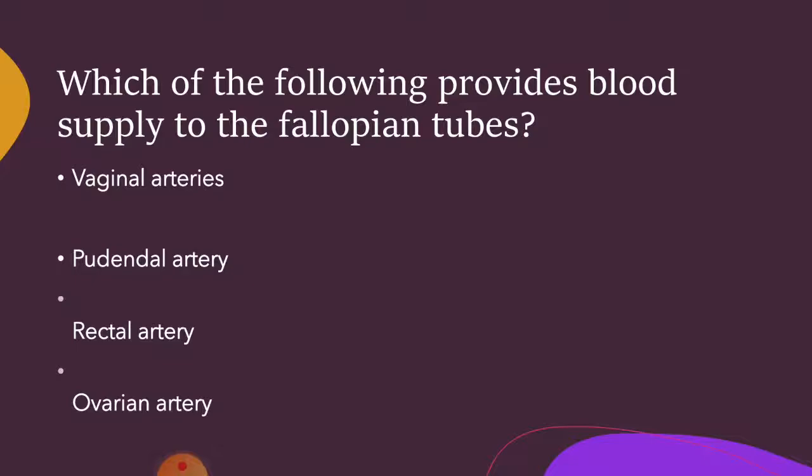Next question is, which of the following provides the blood supply to the fallopian tubes? And I have already told you that the ovarian and the uterine arteries will supply the blood to the fallopian tubes. So the vaginal artery is the wrong option, pudendal and rectal as well, and the right option will be the ovarian arteries.